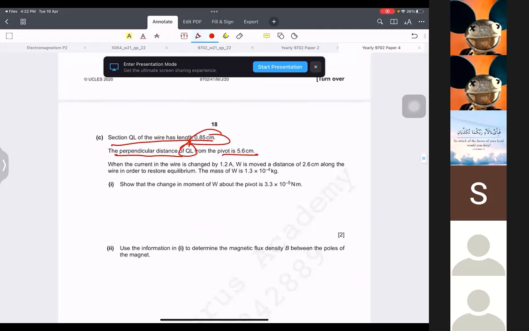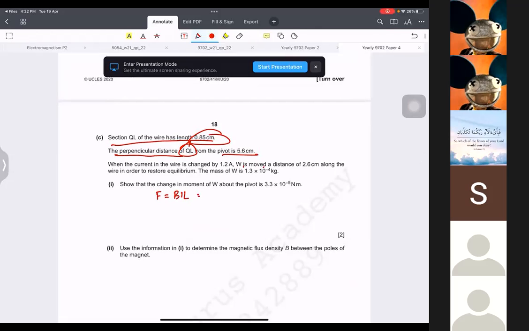When the current is this, W is moved a distance of 2.7 along the wire to restore equilibrium. So W is moved this along the masses. Show that the change in moment about this is this. First of all, we find the force. Force is BIL.